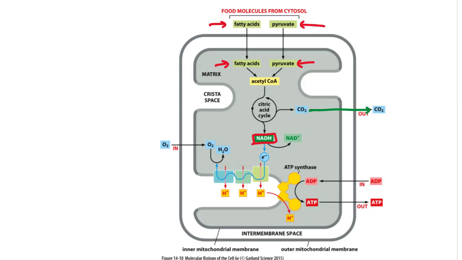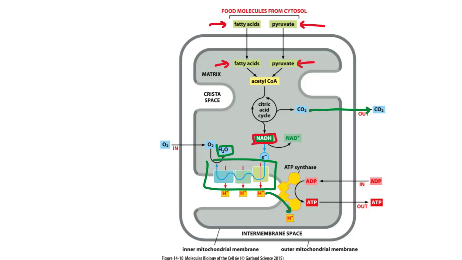Now, the H plus gradient is being made here by the electron transport chain. And eventually the electrons are passed on to O2 to give me H2O. And what you have here is that H plus is allowed to come back in through the ATP synthase. And then that negative delta G is used to power the making of ATP.